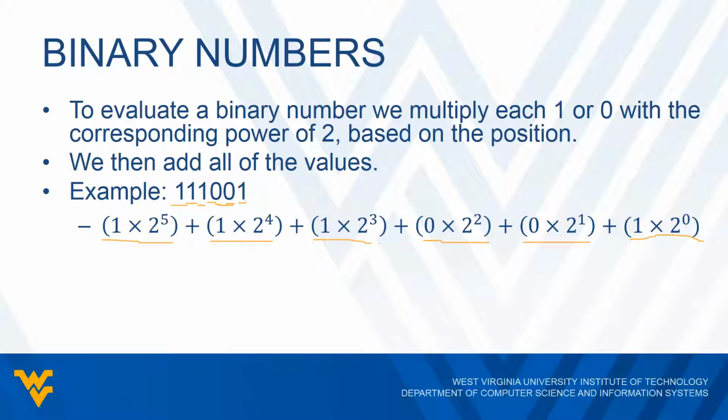So sure enough, we do all these multiplications, and then we add them all up. So we get the 32, the 16, the 8, the 0, and the 1. If we add all that up, this would give us 57, which is the decimal equivalent of 111001.